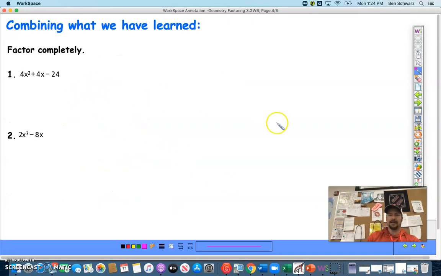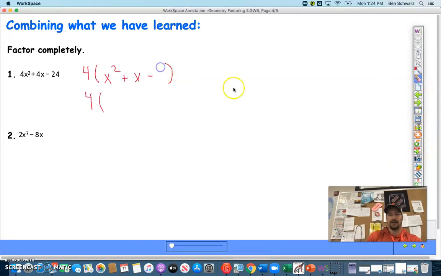All right, kind of combining everything you learned. Anytime you're factoring, always look for a common term. So here, I can take a 4 out. It's going to make the rest of the stuff a lot easier. X squared plus x minus 6 is left. Well, then I can factor the rest of this stuff. Or sorry, not minus 6. Minus 24. No, I was right. Minus 6. I am losing my mind. So that would be x plus 3, and x minus 3.